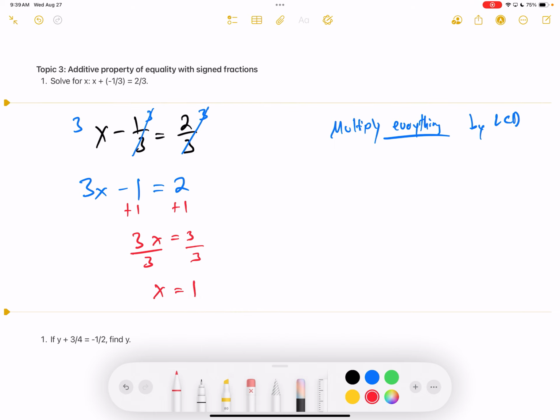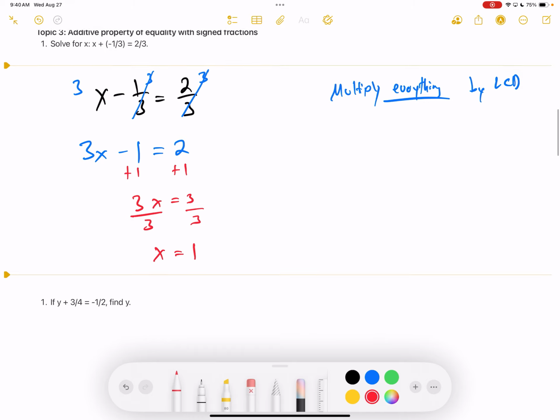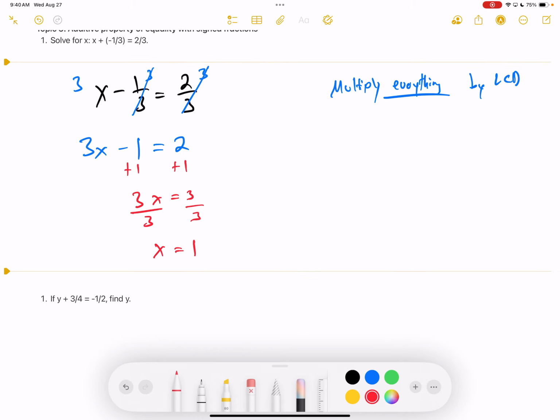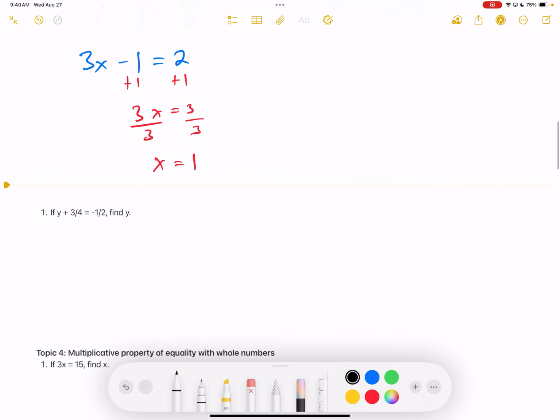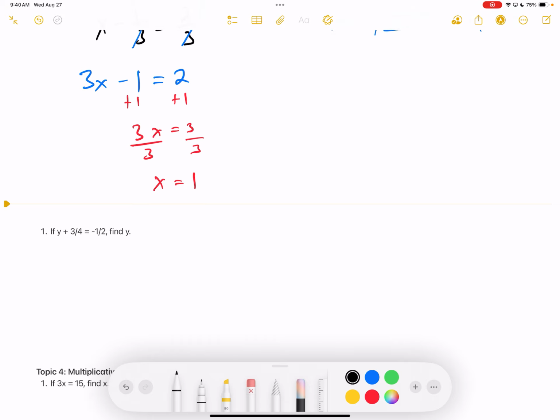Technically, that's a long way to do it, but this is just the way my brain works, because I try to make one way work for as many things as possible. So if you ever see fractions, you can just multiply by the denominator or the LCD and get rid of all of them. And then you don't have to add fractions or subtract fractions or anything like that.